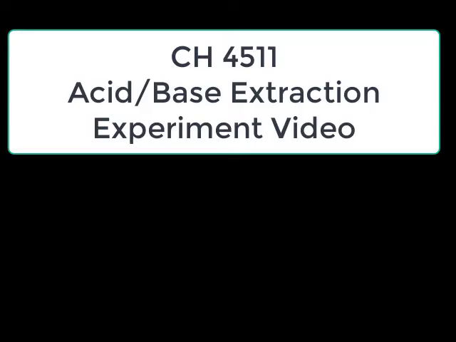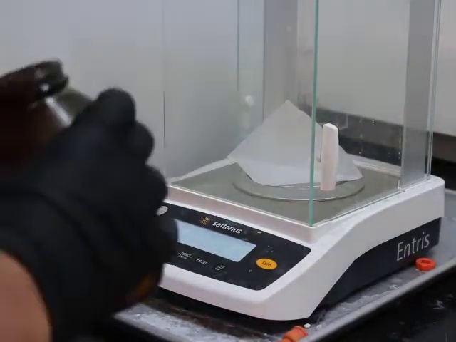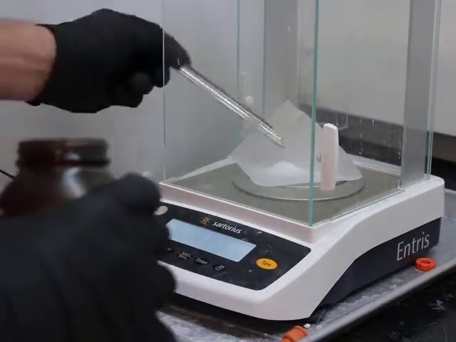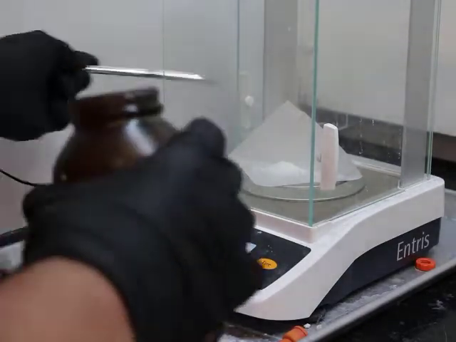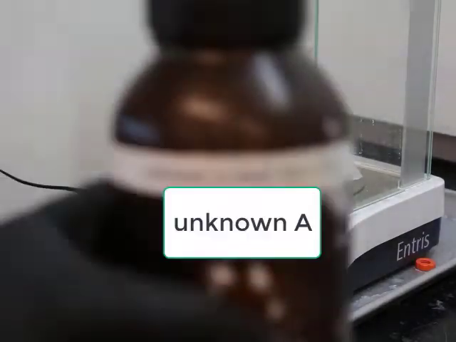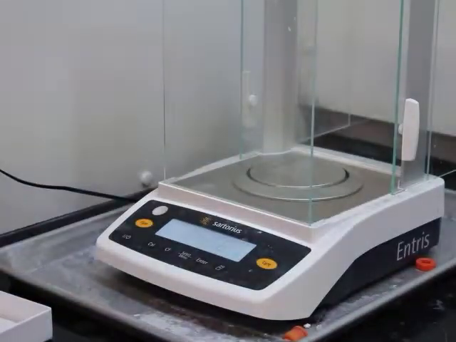This will count as the acid-base extraction experiment video. So here we see our balance, and we have an unknown that is being weighed out. Per our instructions, in the first step we need to weigh out approximately 1.5 grams. Right, so the unknown of choice here is unknown A, and you can see we've gotten about 1.5001 grams.